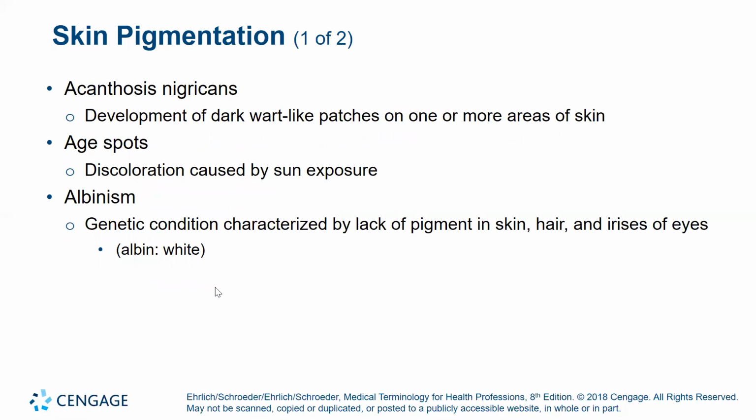Acanthosis nigricans is development of dark wart-like patches on one or more areas of the skin. And we have age spots. These are skin pigmentation, discoloration caused by sun exposure, usually when you get the age spots. Albinism, a genetic condition characterized by lack of pigment in the skin, hair, and irises of the eyes. So albin is what means white.